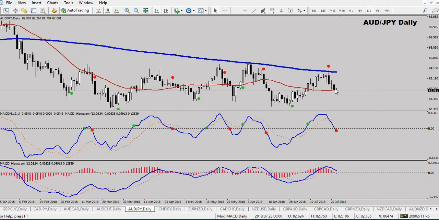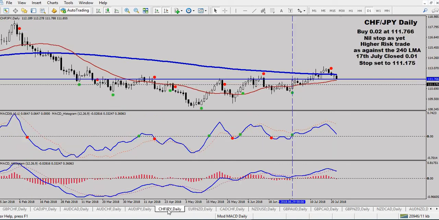Aussie Japanese yen, possible sell setting up tomorrow. Nothing at the moment. The standard MACD is heading down. Fast MACD is definitely through the 0 level and looks like it'll be confirmed tomorrow. Price has bounced up off the 240 LMA nicely. Looks like it may close below the 25 SMA. We've got a red dot there. Possible sell trade coming up on that tomorrow.